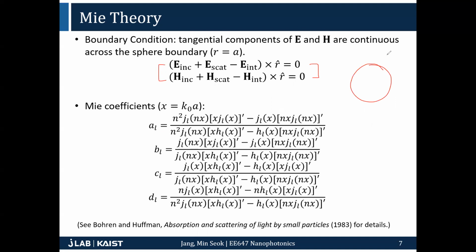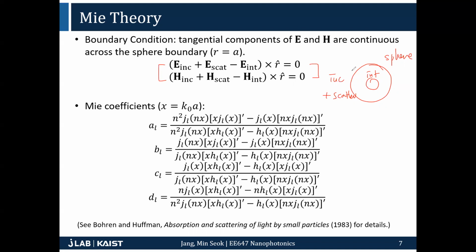So we have a sphere, and outside of the sphere, of course, there is an incident wave plus a scattered wave. And inside, we have only the internal wave, right? That's how we define things.